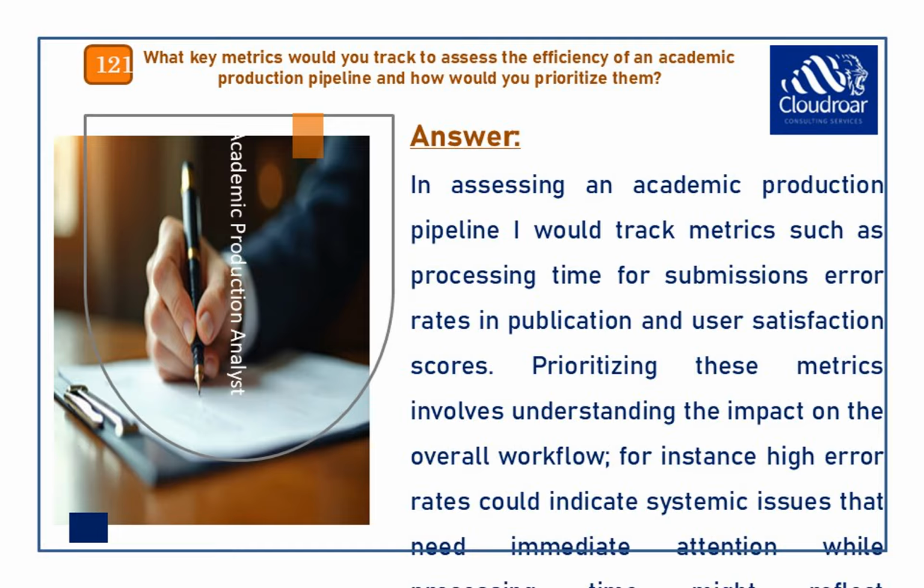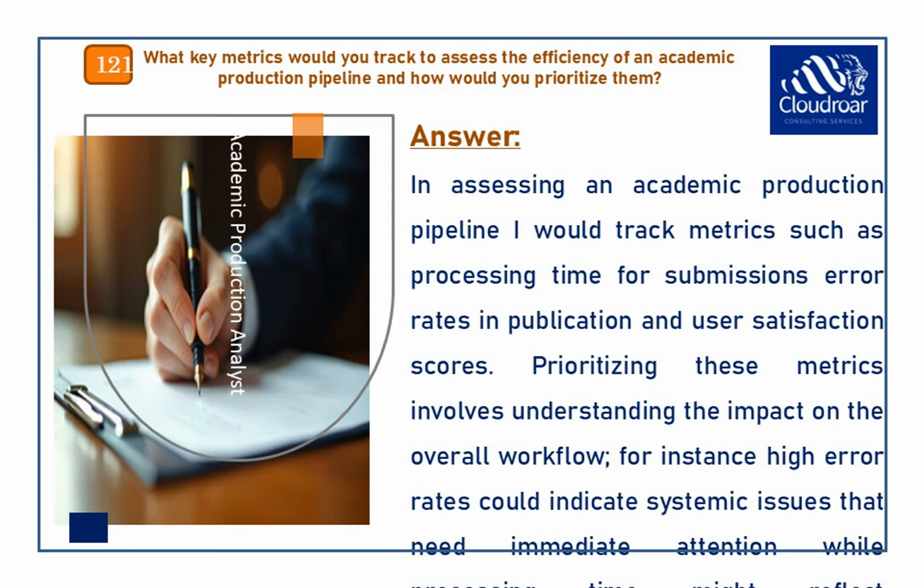Question 121. What key metrics would you track to assess the efficiency of an academic production pipeline, and how would you prioritize them? In assessing an academic production pipeline, I would track metrics such as processing time for submissions, error rates in publication, and user satisfaction scores.